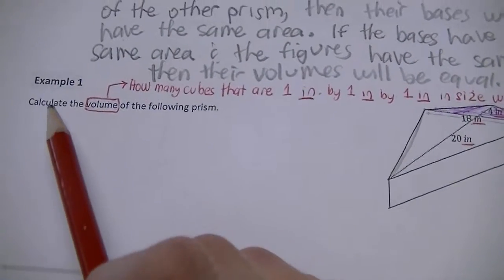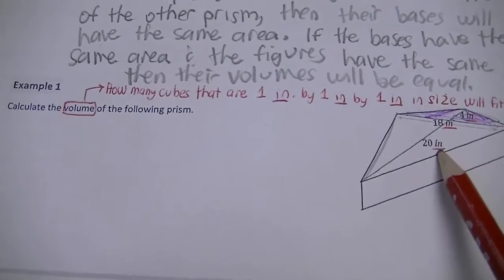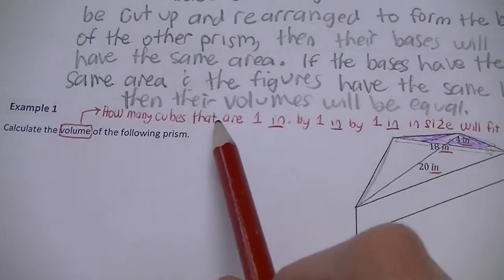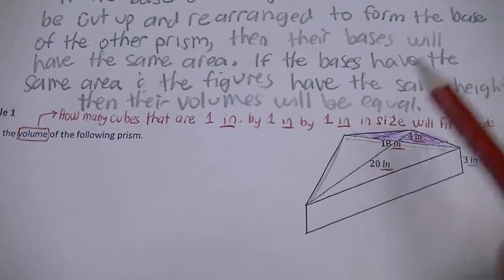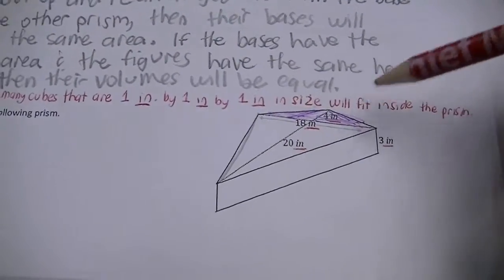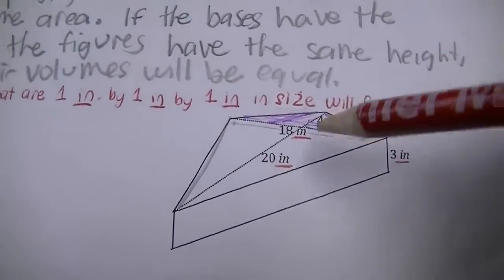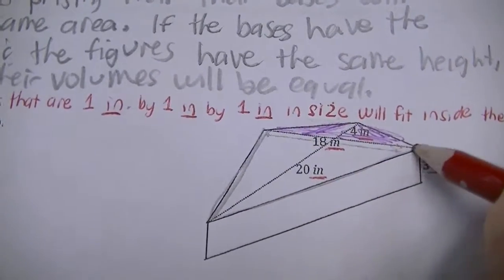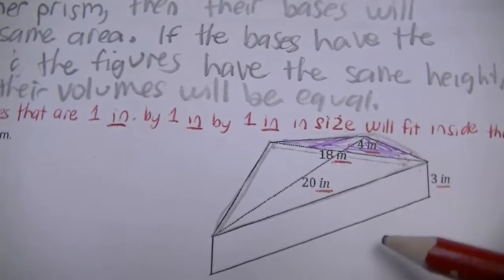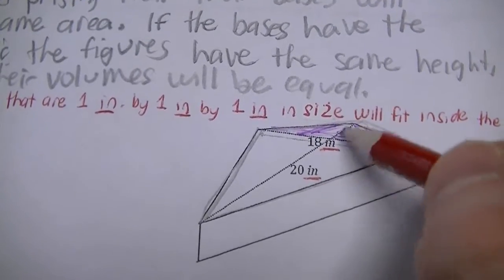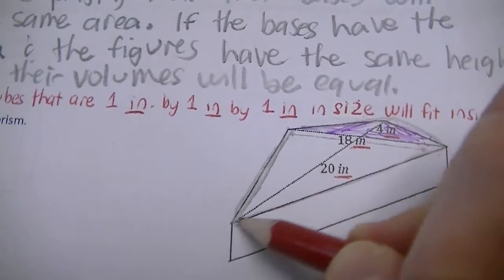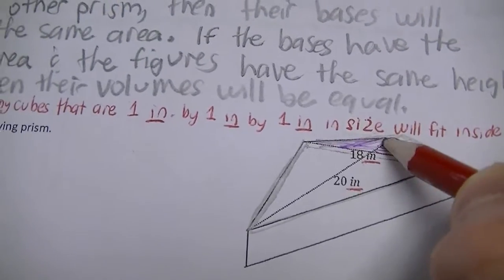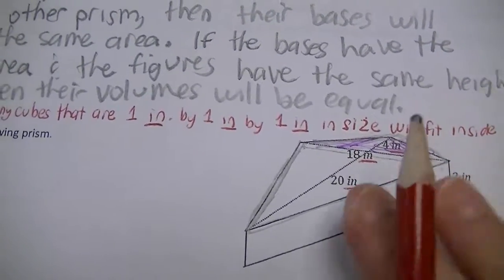Okay, the next example wants us to calculate the volume of the following prism. And remember, volume tells you how many 1 inch by 1 inch by 1 inch cubes will fit inside of the prism, okay? So just like always when you have prisms, you got to find the area of this face right here. And you'll see it's a compound shape. It's composed of 2 triangles right there. So it's going to be a little bit more tricky simply because it's a compound shape.